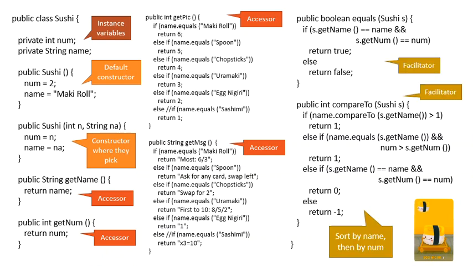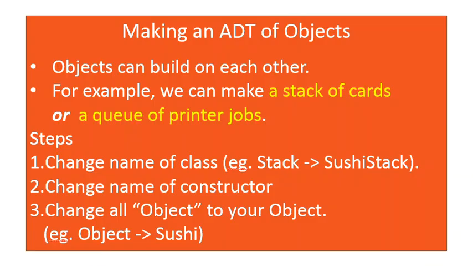Then I'm going to develop my equals method. I'm going to make sure that both the name and the number are equal to return true, and then I'll make a compareTo, and for the compareTo, I'll start by comparing the name, and then I'll compare the name and the number, and I'll do equals in there. So first I'm going to sort by name and then by number, and that's how my compareTo method will work. So now I'm going to make an ADT out of that object that I've just coded.